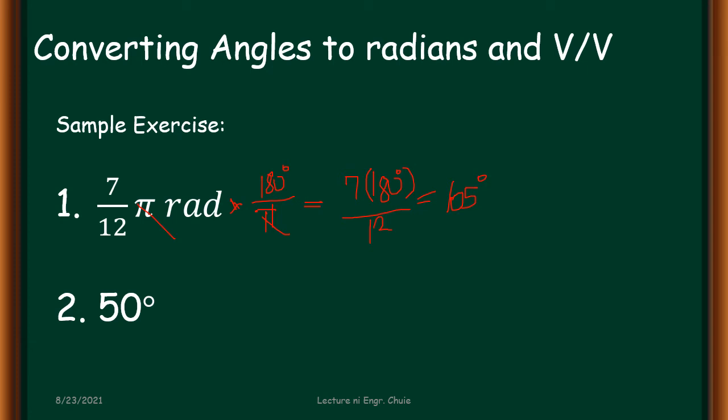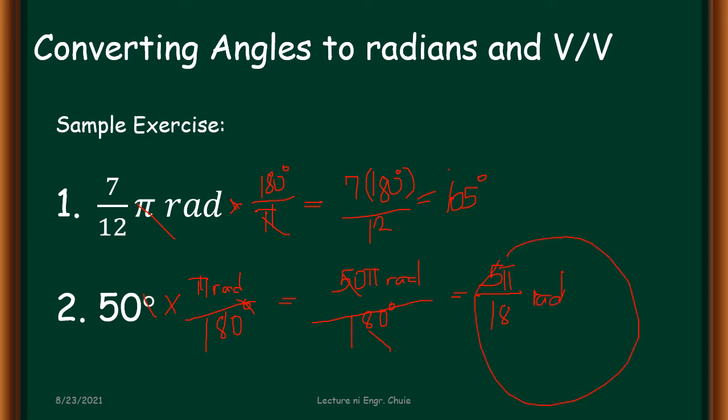So how about this 50 degrees? If you're going to convert this into radian, you just use the ratio that 1 degree is equivalent to pi over 180. So, pi rad over 180 degrees. You cancel out the degrees. So the remaining is 50 pi rad over 180 degrees. To simplify this one, you cancel out the 0. So this will become 5 pi over 18 rad. So this is now the answer. So this is 105 degrees and 5 pi over 18 rad.